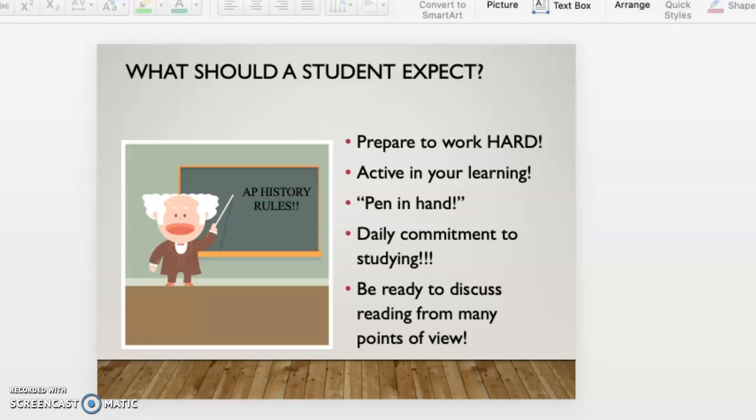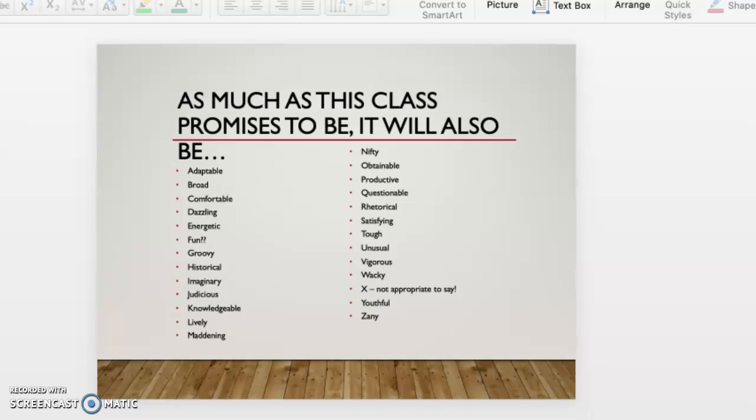It is a lot of work. It's a lot of reading. You have to be active in your learning. It's a daily commitment, and be ready to discuss. That's important because that helps each other to be able to learn. As much as this class promises to be, it will be these things, A through Z.